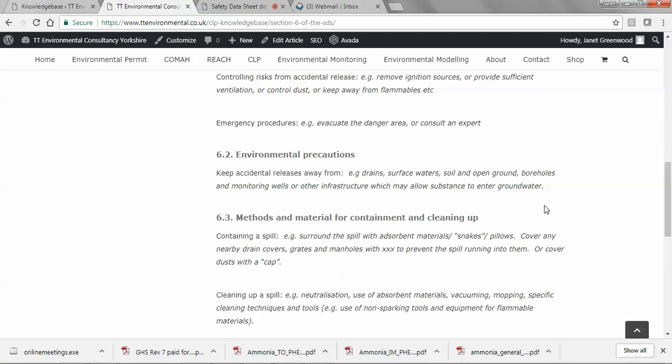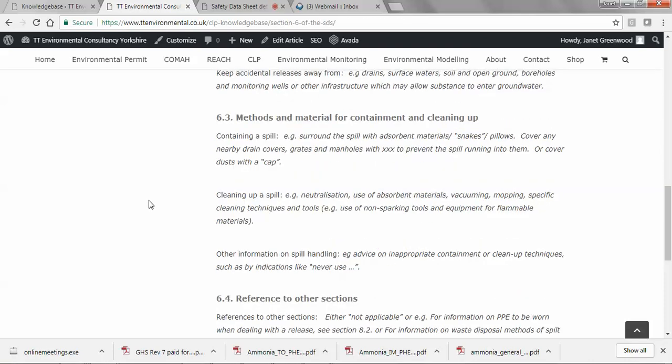Method and material for containment and spill cleanup. There are some standard phrases. Surround the spill with absorbent material and then use absorbent on the inside. Cover any nearby drain covers, or cover dusts with a cap, or, if it's a dust spill, it may be appropriate to say suppress the dust with a water spray.